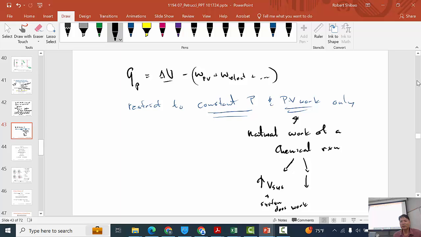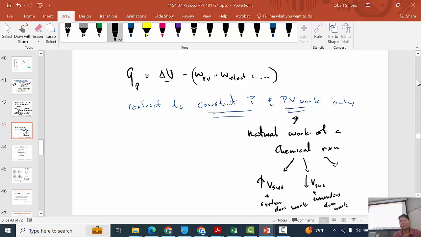Two, the volume decreases in the system. If the volume decreases in the system, then the surroundings blow up the balloon. And so what we say is the surroundings does work on the system. In other words, the surroundings does work, and the system gains that energy.